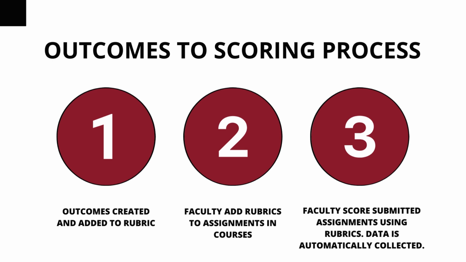So, to summarize the process of outcomes to scoring, outcomes are first created and then added to a rubric. Instructors are responsible for adding rubrics to assignments. They are not responsible for adding outcomes to rubrics. Once faculty have added the rubrics to the assignments and students have submitted their work, faculty score submitted assignments in Canvas using the outcomes-aligned rubrics. Data will be automatically collected once the scoring process is complete.